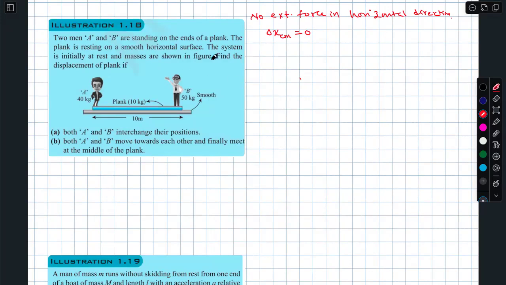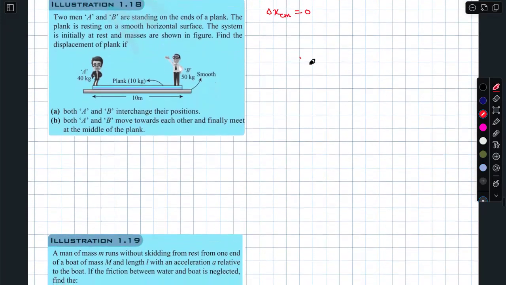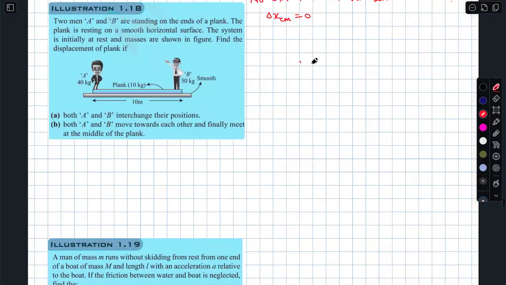Now, two men A and B are standing, and the system is in such a way that both A and B interchange their positions. Can you please explain to me what is exactly the meaning of that?